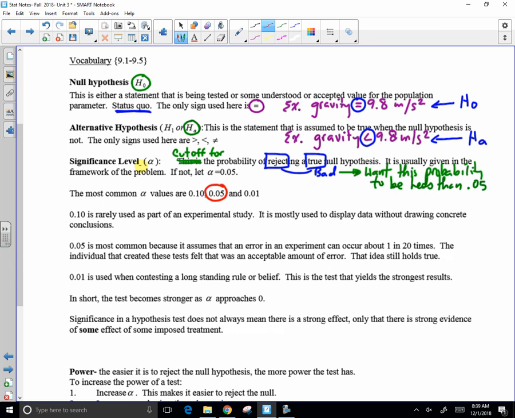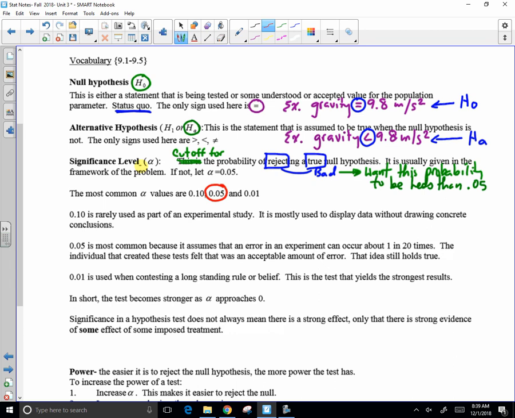All right, and so these three blurbs here are basically everything I was saying, just without any pizzazz to it. Like that first line, most common because it assumes that error in an experiment can occur about 1 in 20 times. It's like a blanket statement of fact, where anybody with half a brain looks at that and says, okay, cool, where did you get that number from? Where did 1 out of 20 times come from?